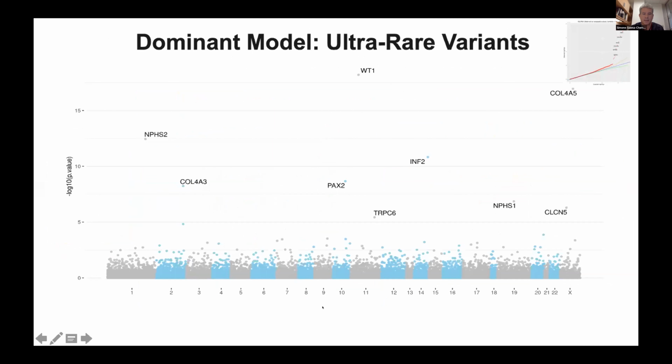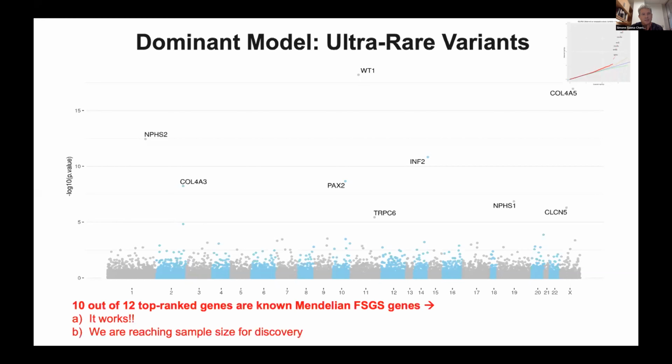So this is a Manhattan plot, but where every single dot is not a SNP, it is actually a gene. And we test the enrichment, so the burden of rare variants using certain parameters in cases versus controls. The first things that you see are all the classic and expected culprits. So this tells us that this method works really well. 10 out of 12 of the top ranked genes are known FSGS genes. Some are novel candidates. And we're basically reaching the sample size for discovery.